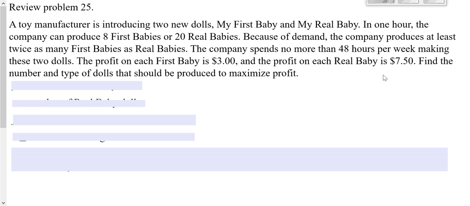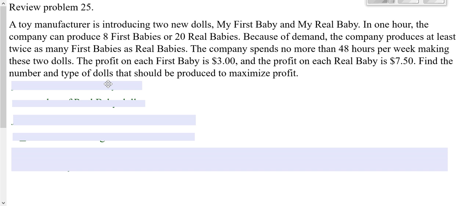So for this problem, we have a manufacturer. They're producing two different types of baby dolls. And they want us to find the number of dolls of each so that it would produce the maximum profit. In this problem, they're not specifying what variables to use, like some of the earlier problems.